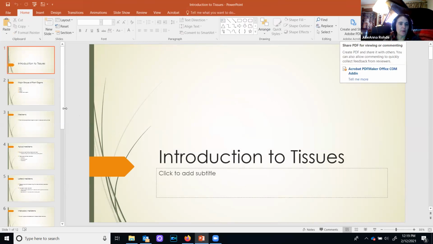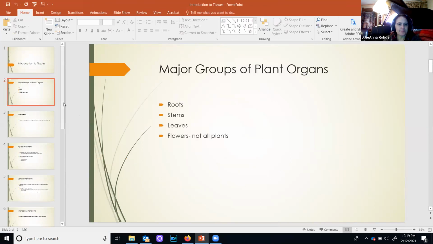Into our tissues. Okay, so major groups of plant organs. We have roots, stems, leaves, and flowers. And we're going to spend the next few weeks going over these things, the roots, the stems, the leaves, and the flowers.